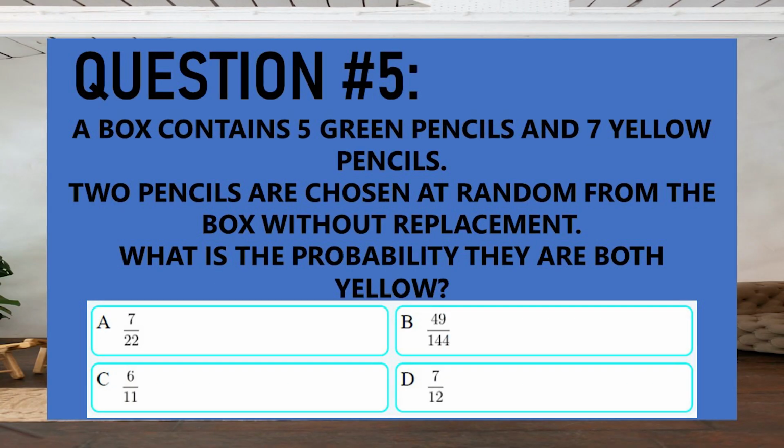Question number 5. A box contains 5 green pencils and 7 yellow pencils. 2 pencils are chosen at random from the box without replacement. What is the probability they are both yellow?